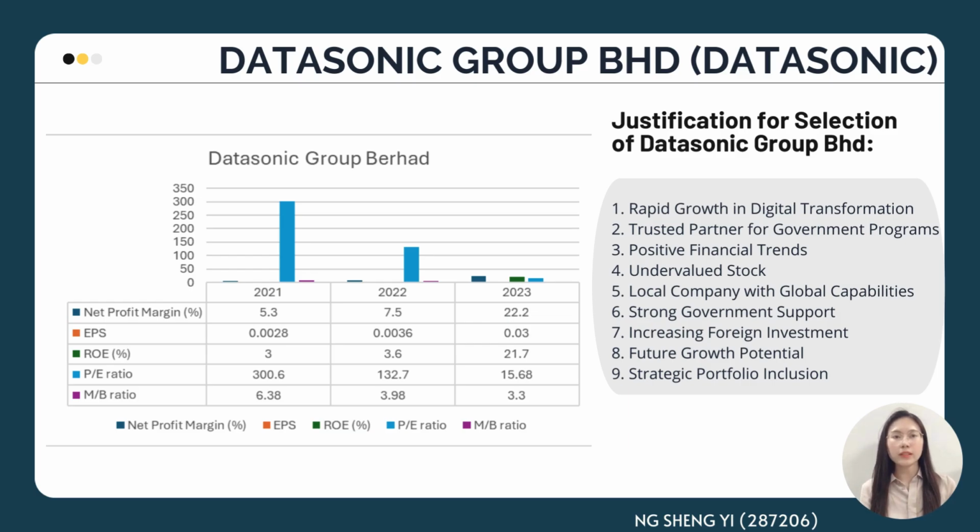Datasonic financial performance has significantly improved with a 318.87% increase in net profit margin and a 623.33% increase in ROE from 2021 to 2023. EPS rose to RM0.03 and the PE ratio dropped from 300.6 to 15.68, showing normalized market expectation and increased investor confidence. The market-to-book ratio decreased to 3.3, indicating the stock value over the company book value.